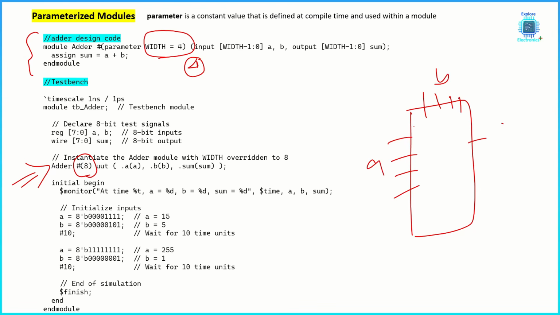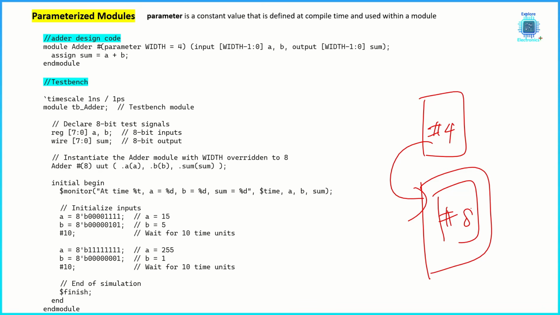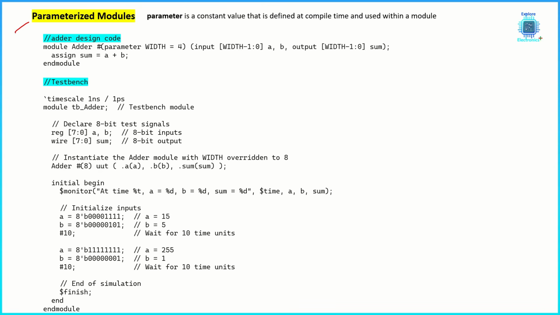Suppose we want this sum to be generated with 8 bits for the 8-bit A and B, we can scale it up while instantiating this module in a top module, right? This is a 4-bit module designed with a parameter called 4. It can be incremented to parameter 8 when we are instantiating this in a complex module. This is possible while using parameterized modules.